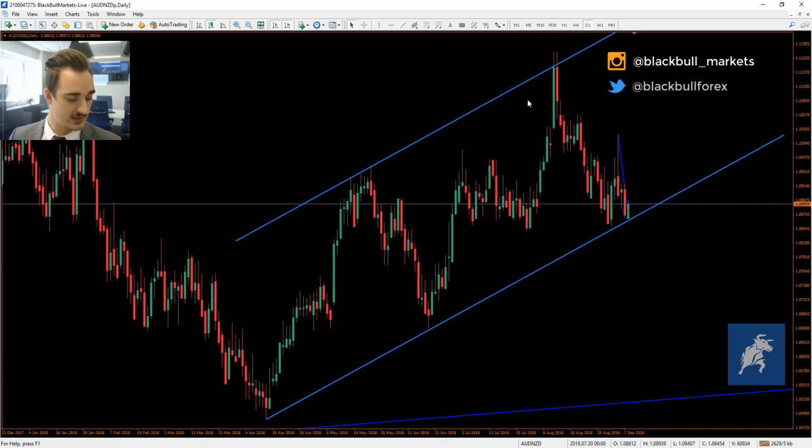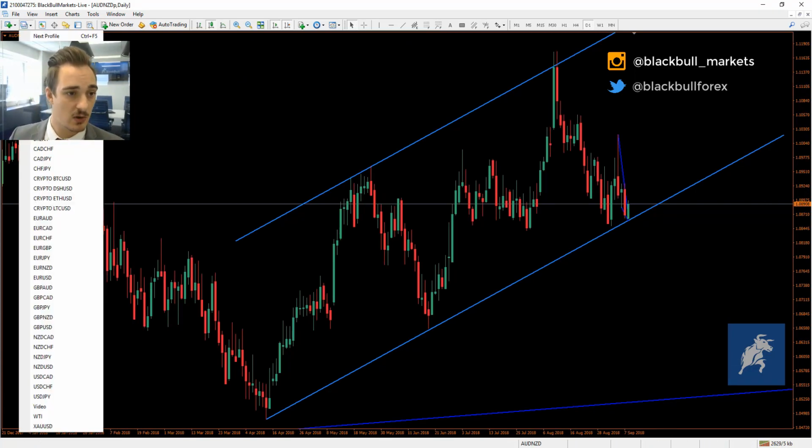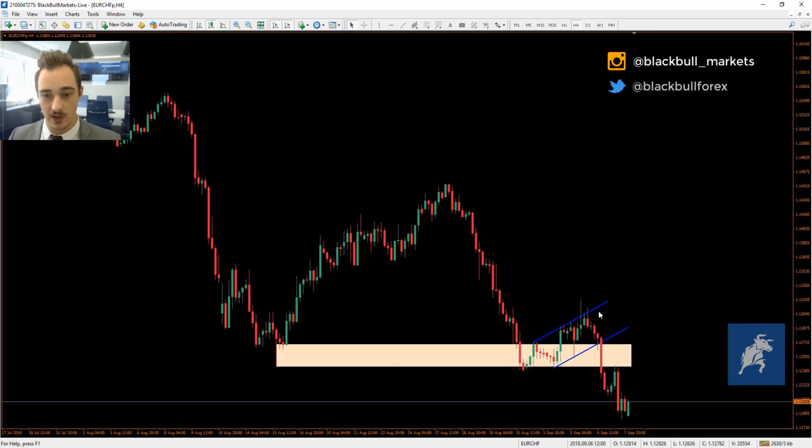So the next one we're looking at is the Euro Swiss franc. All these currencies we're looking at are a continuation from last week. Like I said, you can see on the Euro Swiss franc we had a nice channel again, a big break, also a break of this double bottom as well.